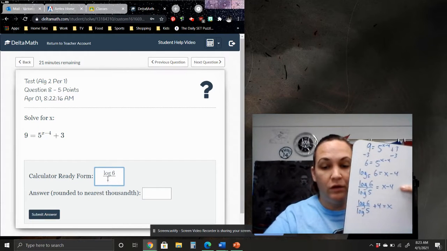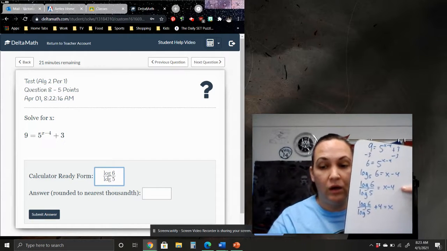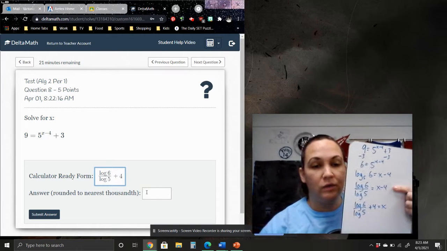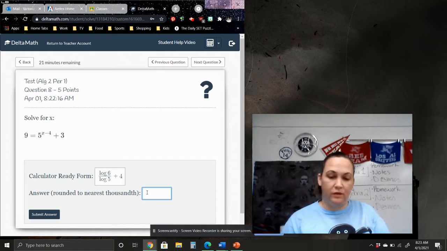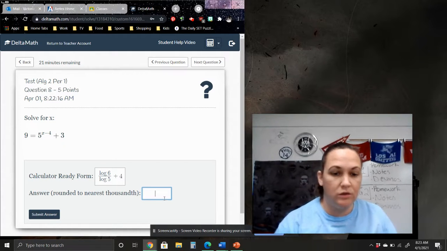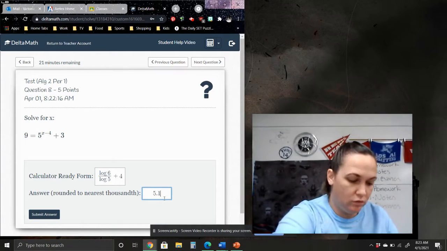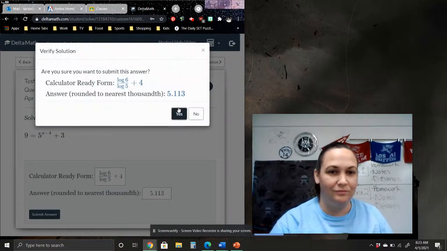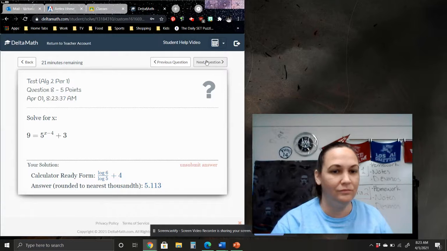So that was one of the common mistakes that I saw you guys making when we were doing these problems live in class. Okay, so here's my calculator ready format. And then we use our calculator. I got 5.113. Okay, moving right along.